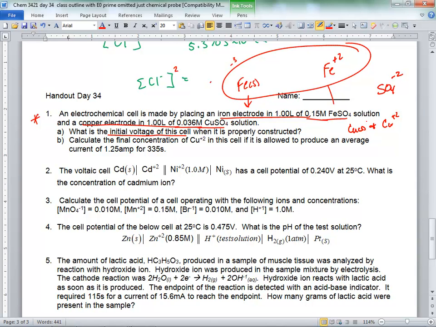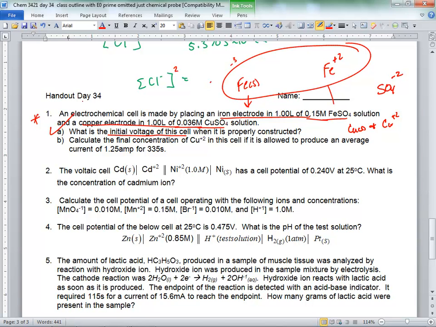Once you figure out what the overall reaction is, can't you write your Q in the Nernst equation? Products over reactants. You know what their concentrations are. So you're pretty much set. You know what E0 is. So that initial voltage, can I move on or does someone not see it?